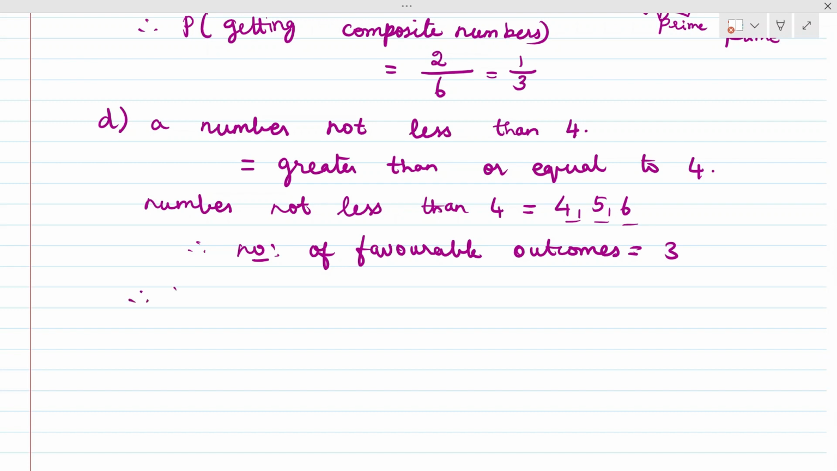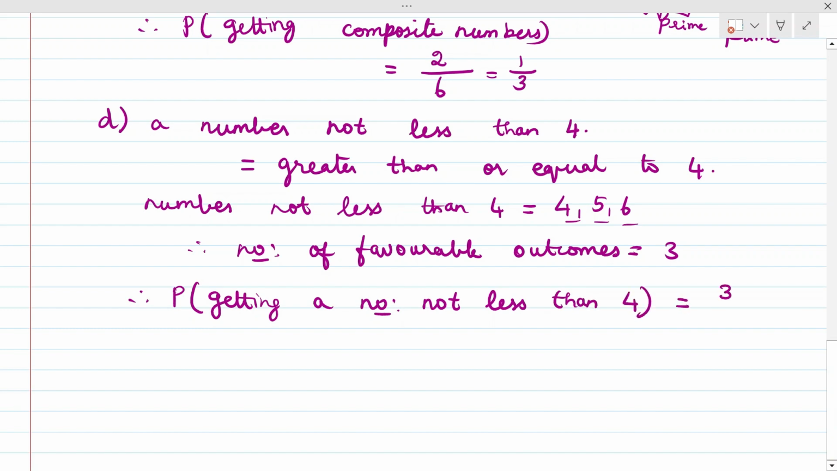Okay. Therefore, probability of getting a number not less than 4 is equal to favorable outcome is 3 and the total possible outcome is 6. That means it is equivalent to 1 by 2. Please remember, not less than means 1, 2, 3 are not coming in that way. But not less than means it is greater, and equal to will also come, because an equal number is also not lesser than that number, right? So, okay.